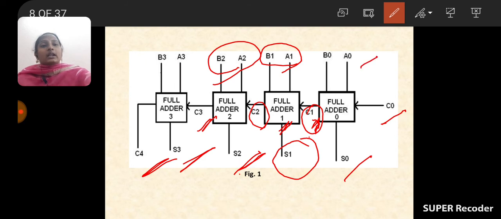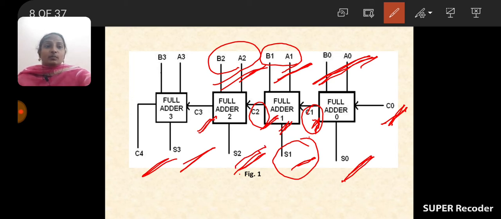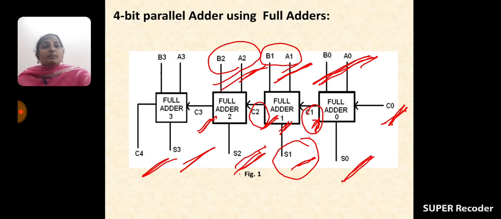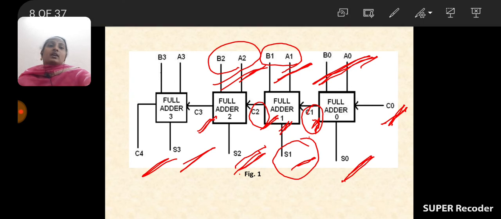By adding A0, B0, we are going to get some S0 and carry C1. Adding A1, B1, we get S1 and carry C2. By adding A2, B2, we get S2 and carry C3. But while adding 2 bits, the carry also will be added. The previous stage carry also will be added. So simply it will do the function of a full adder, one full adder at one stage.